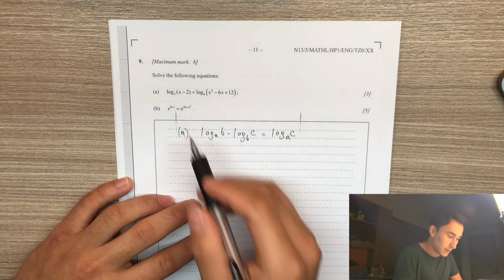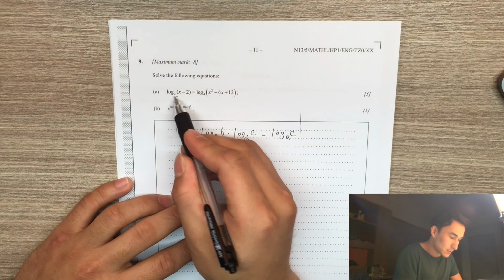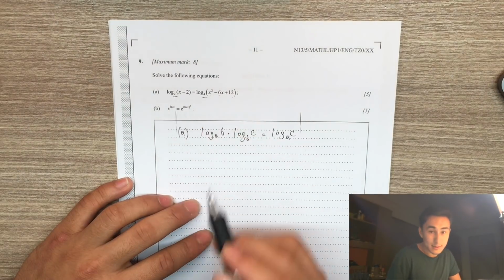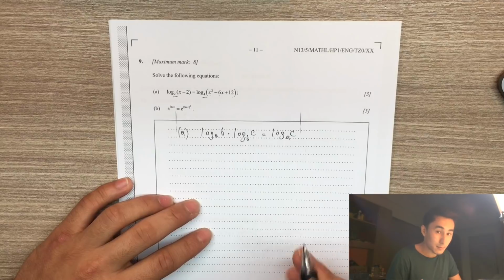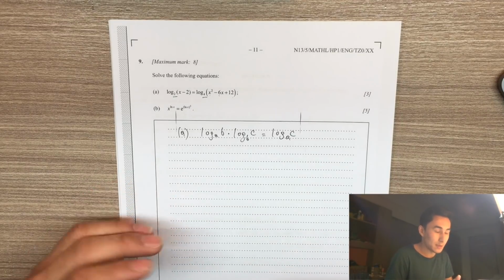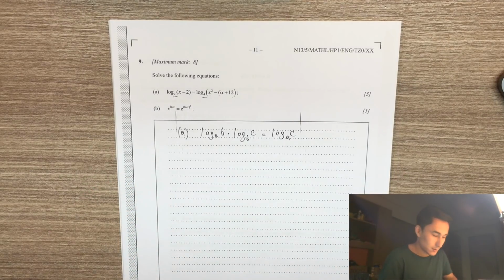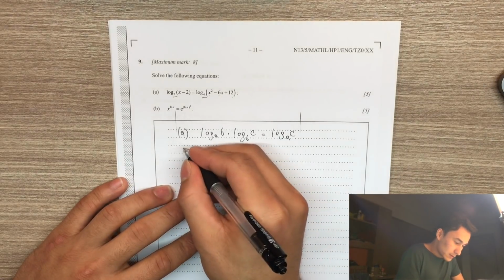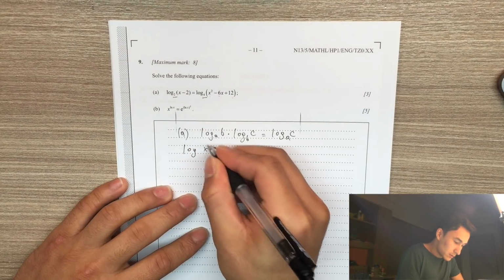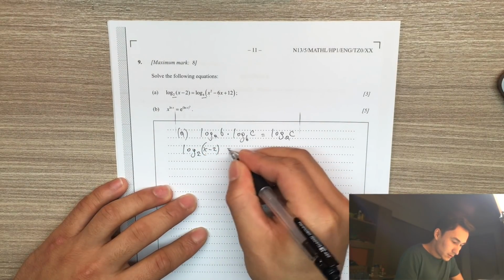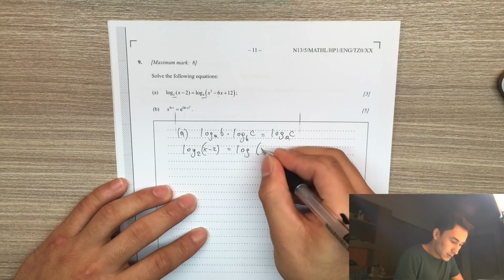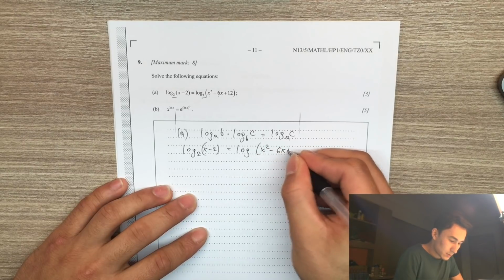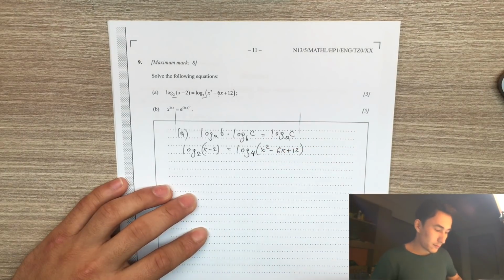Our goal is to make the bases the same. So we have 2 and 4 here, which are not the same. So we have to make them equal. We have to make them either 2 or 4. Now, let's rewrite this. Log base 2 of (x - 2) is equal to log base 4 of (x^2 - 6x + 12).